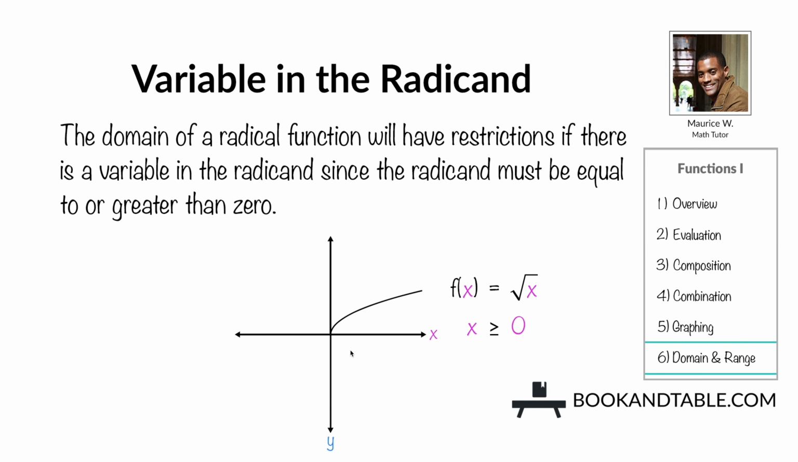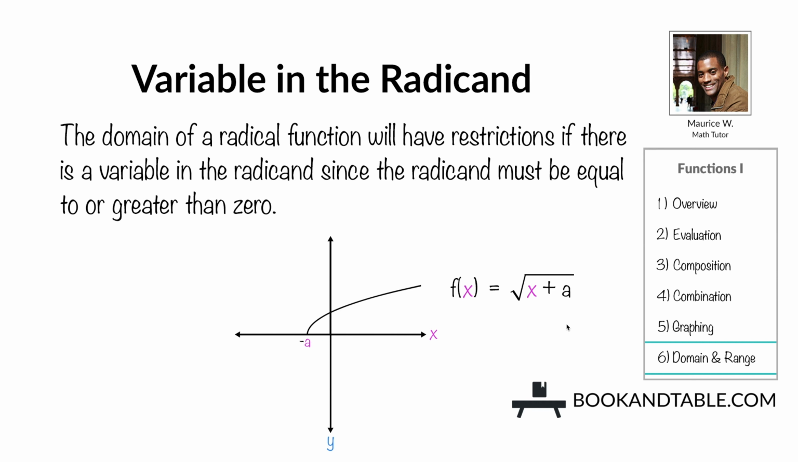So if we're looking at a graph, let's say we had f of x is equal to the square root of x. The domain is x is greater than or equal to 0, since, again, the radicand cannot be negative. So it starts at 0 and becomes more positive. But this domain will shift if we add a number under the radical. So the square root of x plus a would shift the domain to -a.